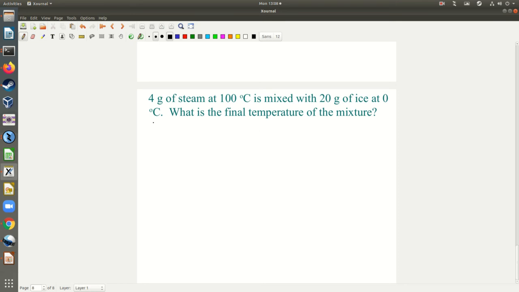The easiest way to do that is to find the energy it takes to change each one over. I take my 4 grams of steam and multiply by 2258 joules per gram, and that gives me the energy to condense all the steam. That's 9,032 joules. I will do the same thing for ice to figure out how much energy it takes to convert all of the ice. I take 20 grams, and remember it's 334 joules per gram. 334 times 20, and I get 6680.